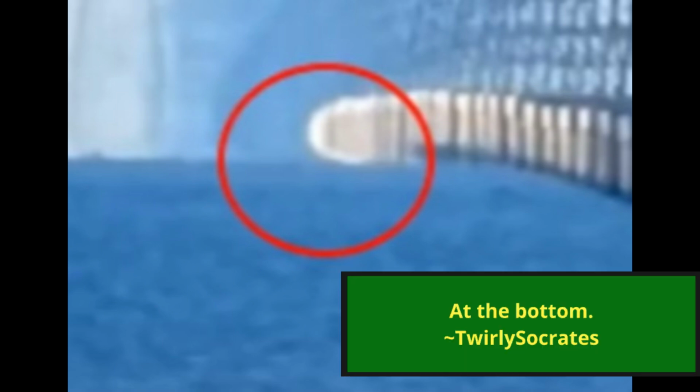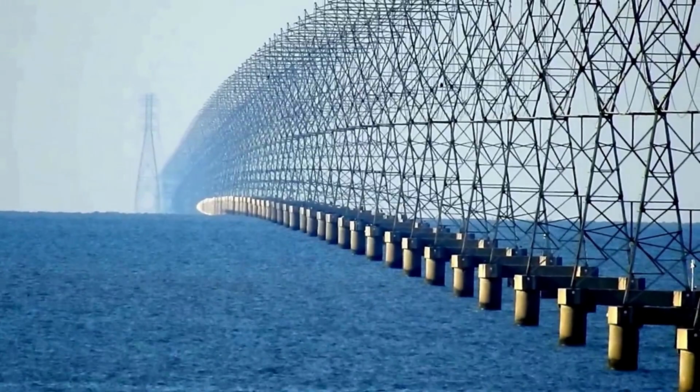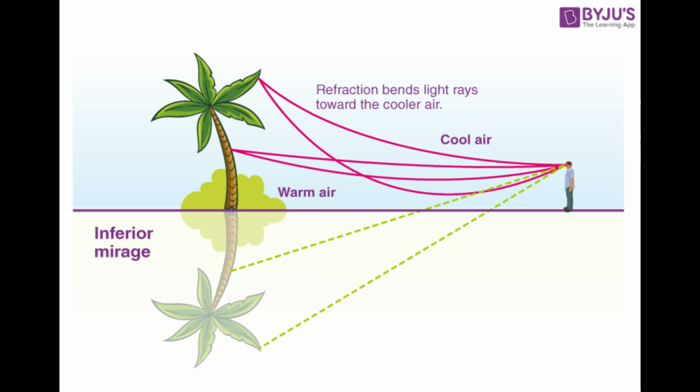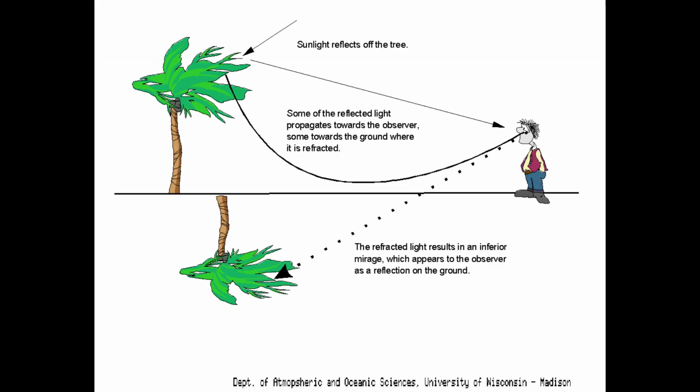Do you acknowledge that the conditions for an inferior mirage are already present here? At the bottom. Yet for some reason you claim they just end there and it's just impossible for those conditions to extend higher. Here's an illustration of an inferior mirage by BYJUS. And here's another one from the University of Wisconsin. Do you agree that the top of a distant tree is capable of being miraged despite it being more than a few feet above the Earth's surface?